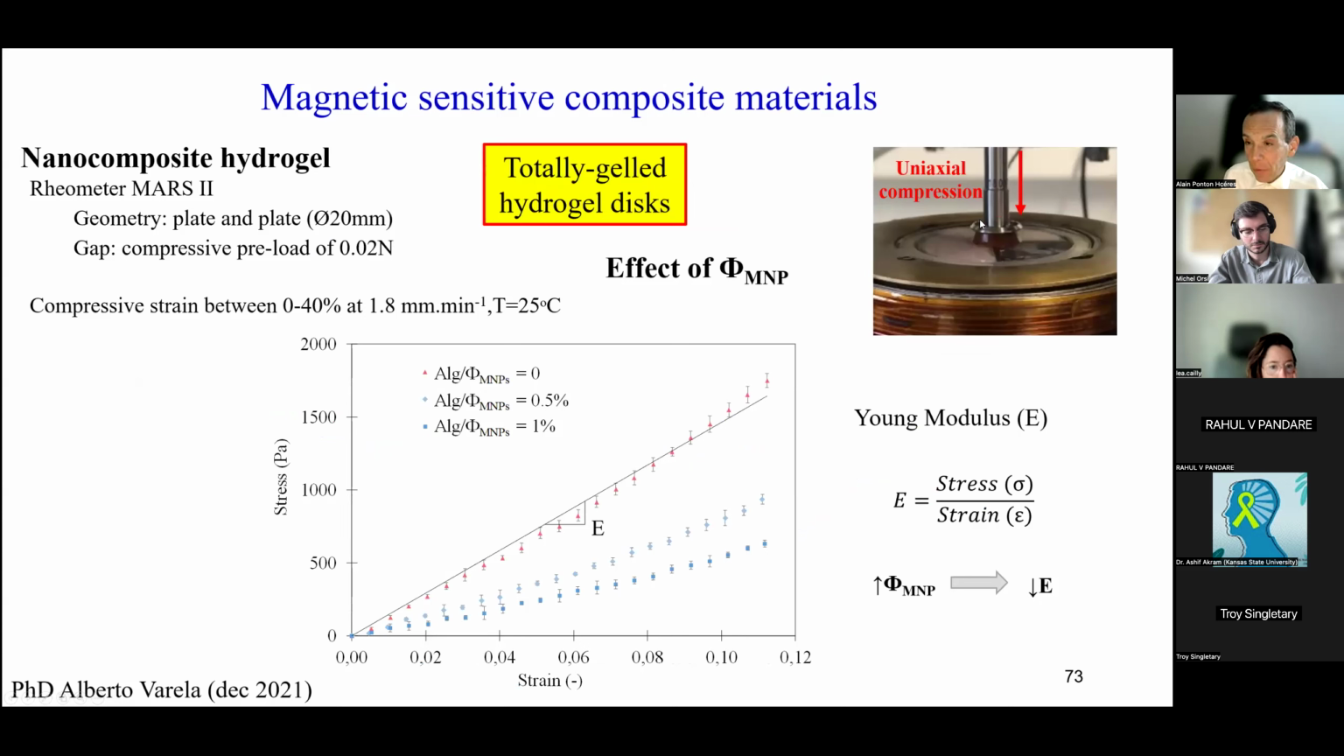We also perform uniaxial compression by using the axial device of the rheometer. And also, when you increase the volume fraction of magnetic particles, you decrease the Young modulus deduced from the slope of the stress as a function of the strain, which is in good agreement with the oscillatory measurements.